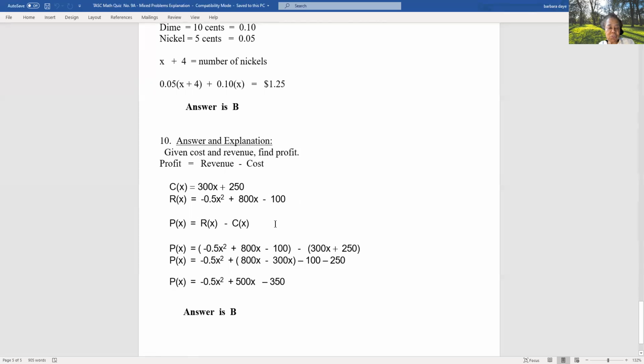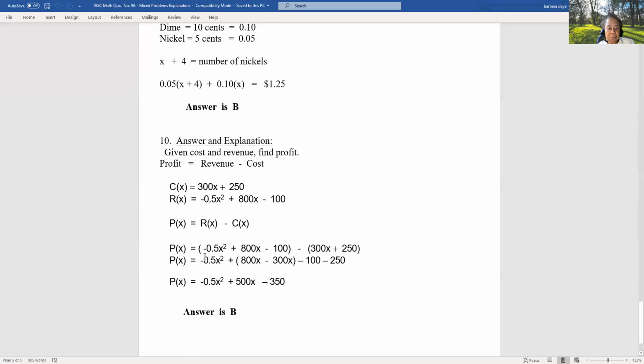So if we substitute in our cost, we first substitute our revenue here. That's the minus 0.5X squared plus 800X minus 100. And then we subtract our cost, which is 300X plus 250. So that's our equation here.